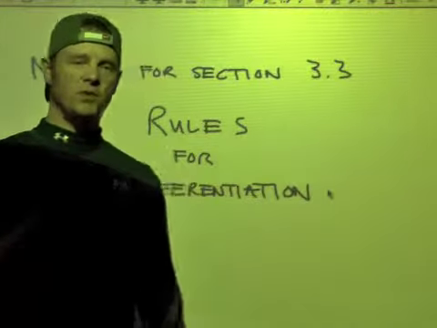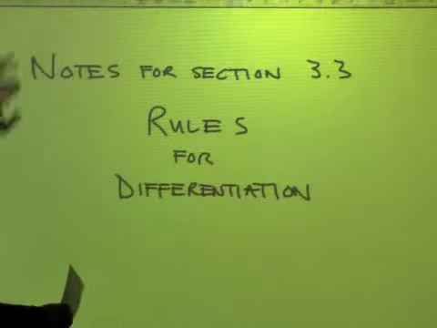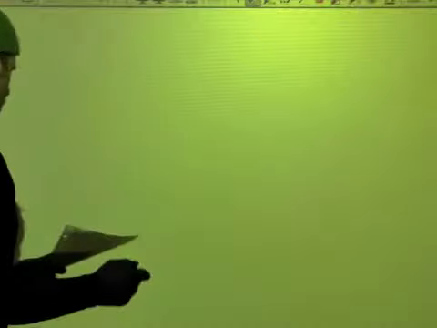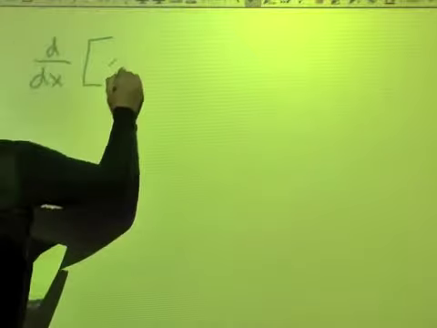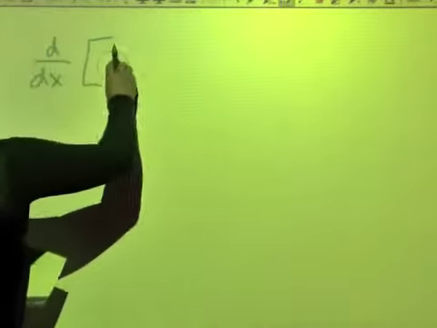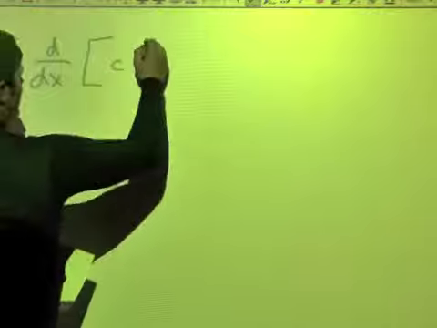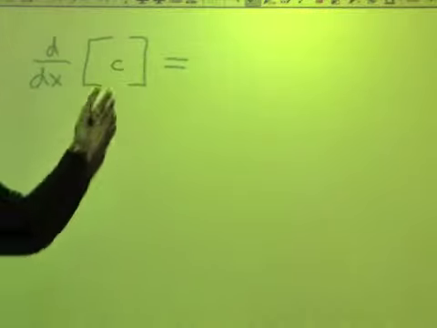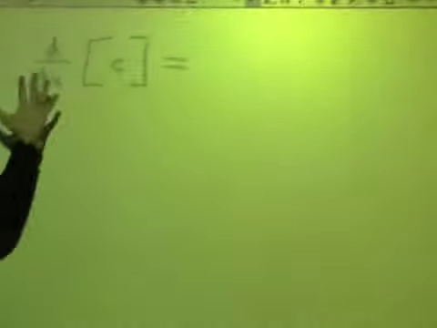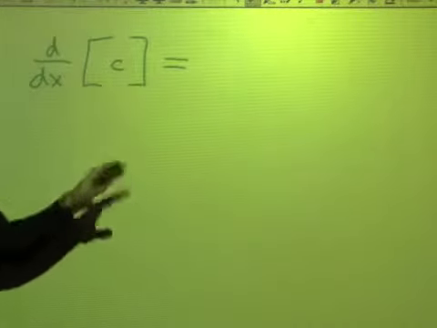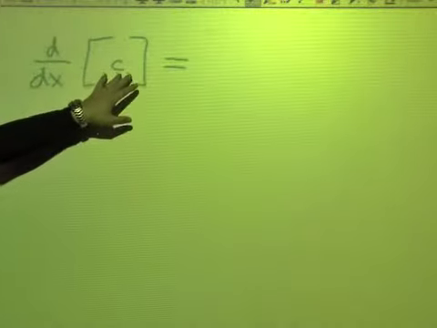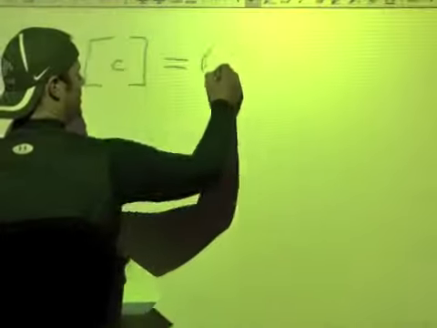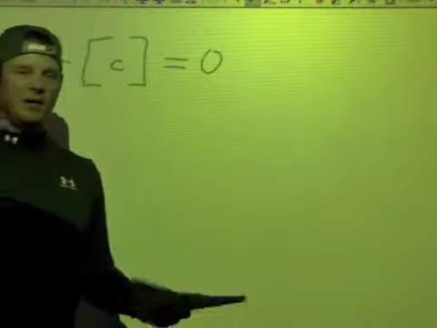Let's consider some situations that we already know how to find the derivative of. Through some examples from the homework problems and from examples in class, we've actually determined how to find the derivative of certain functions. Like, for example, if I were to take the derivative of a constant function, that's what this notation means. d over dx means derivative of whatever is in the brackets. So this is saying the derivative of a constant function. Well, it's just going to be 0.